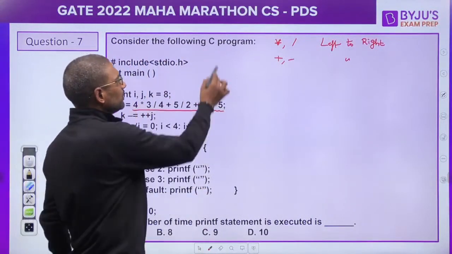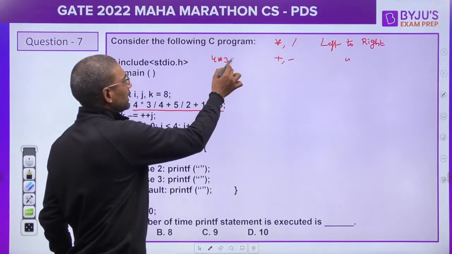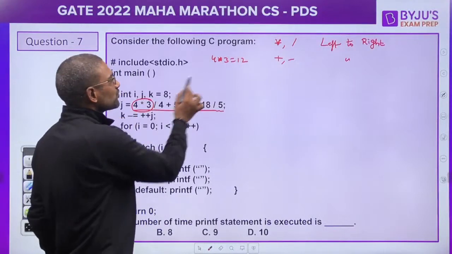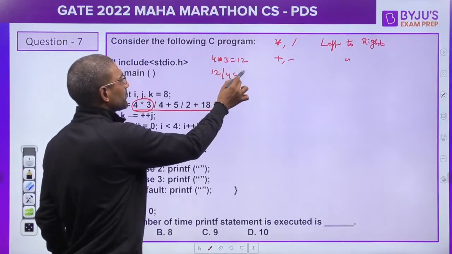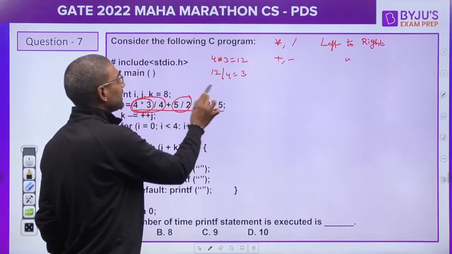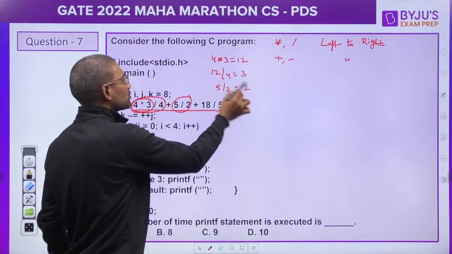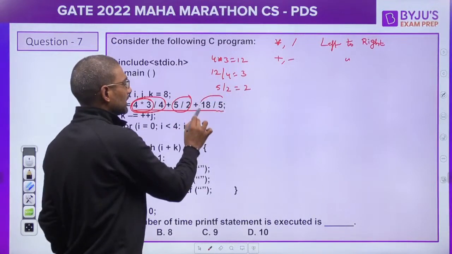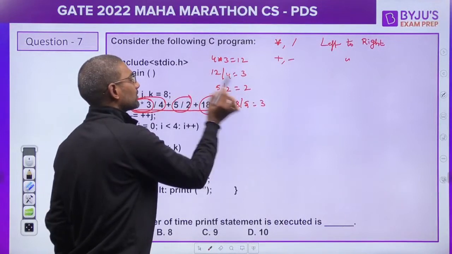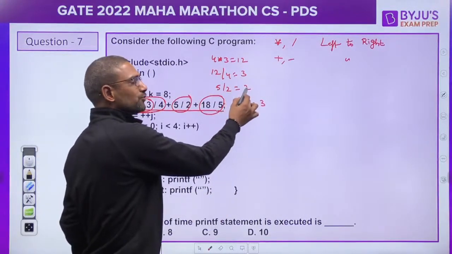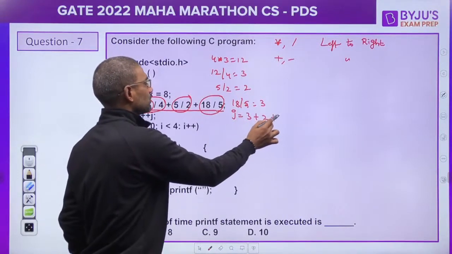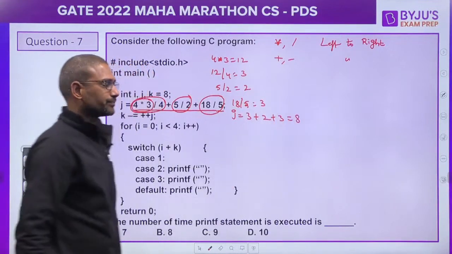So here first what we do, 4 multiplied by 3, 12. Then 12 divided by 4, 3. Then 5 divided by 2, 2. Then 18 divided by 5, 3. Now you add all. 3 plus 2, 5 plus 3, 8. So here j is equal to 3 plus 2 plus 3, that is 8.